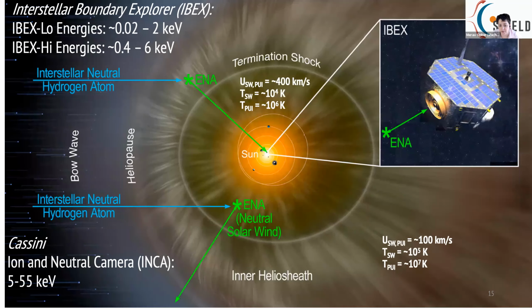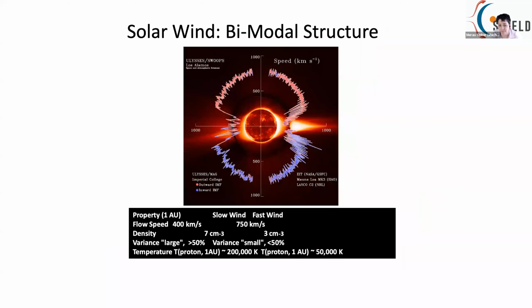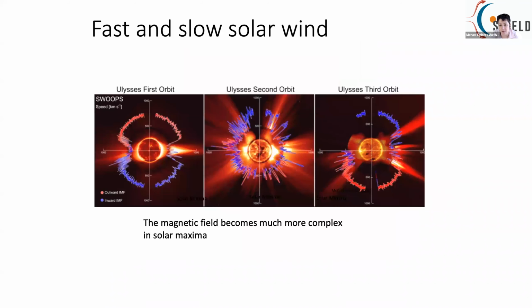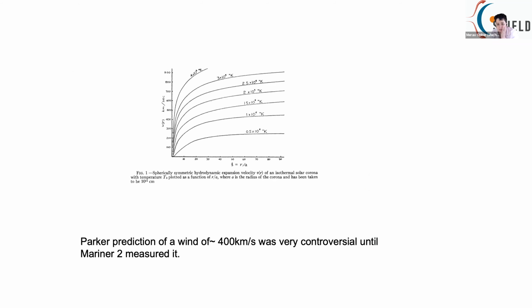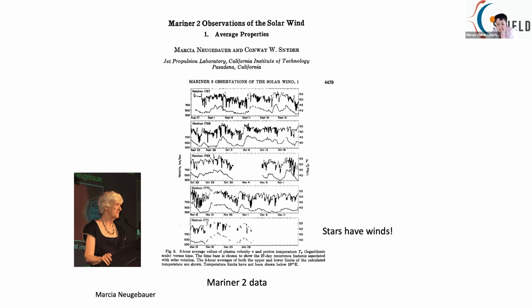Okay, so this is just to remind you that the sun changed and the magnetic field changed. This whole parcel of magnetized plasma has to be carried down the tail. This is a slide I usually show of how Parker discovered the solar wind and had a prediction that the solar wind is 400 kilometers per second. And Mariner, with Marcia Neugebauer, measured it for the first time. So we know stars, like the sun, have winds. So again, that means that stars have astrospheres.